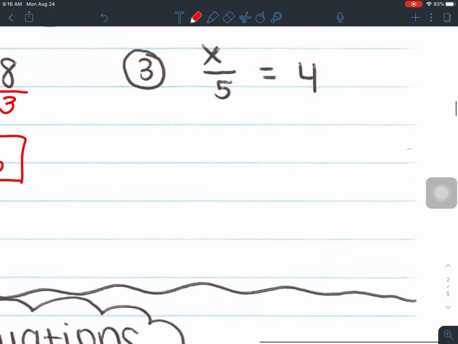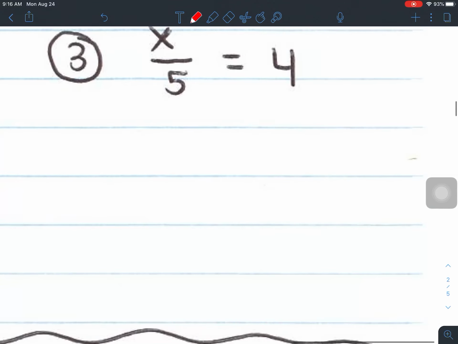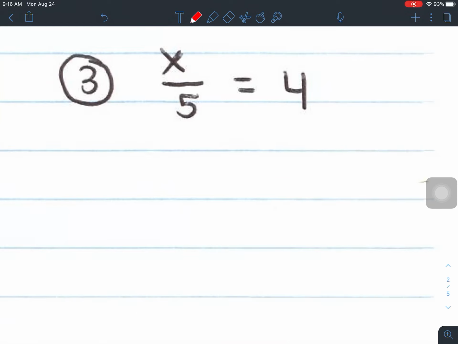All right, moving on to number 3. Now, I'm not going to draw the line anymore, but I am going to continue solving this. So, again, we have x divided by 5 equals 4. Well, how do I get rid of that 5? Well, right now, x is being divided by 5. In order to get rid of the divided by 5, I must multiply both sides by 5.